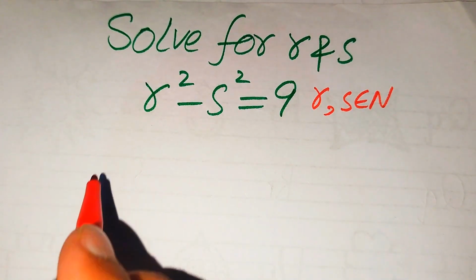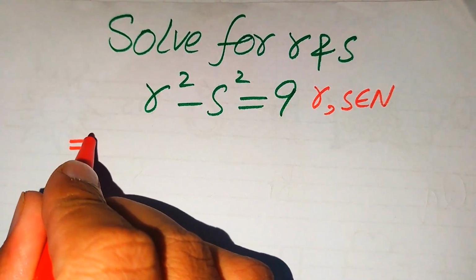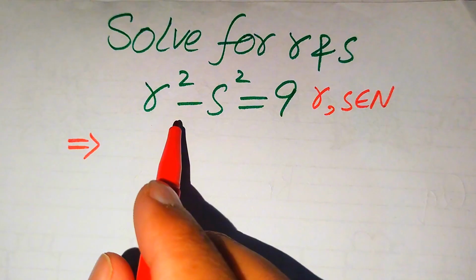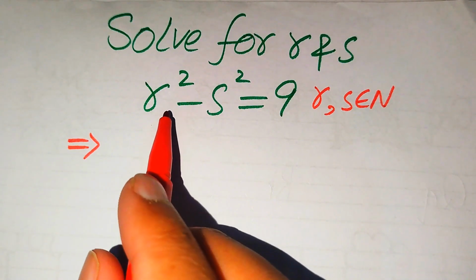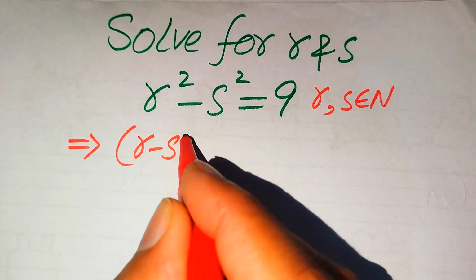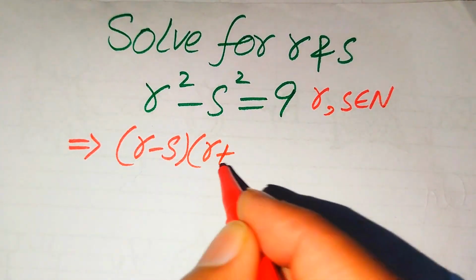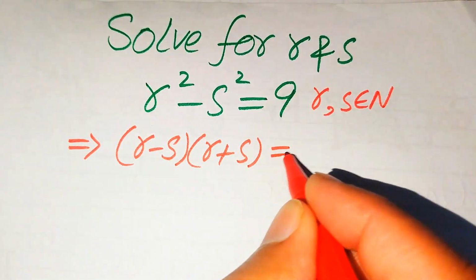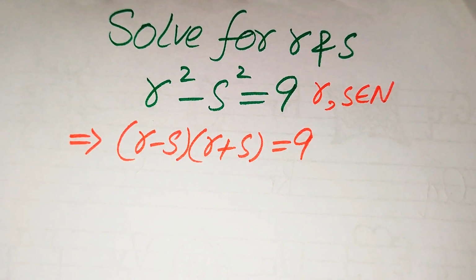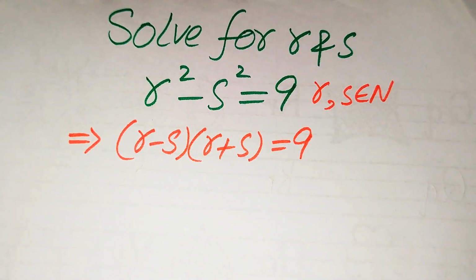So here the very first thing we are going to do is focus on the left hand side, and here we apply the nice algebraic formula. You know about that: r squared minus s squared is equal to (r minus s) times (r plus s), which equals 9. And now you see in the left hand side we have two factors multiplied by each other, but in the right hand side we have only one factor.